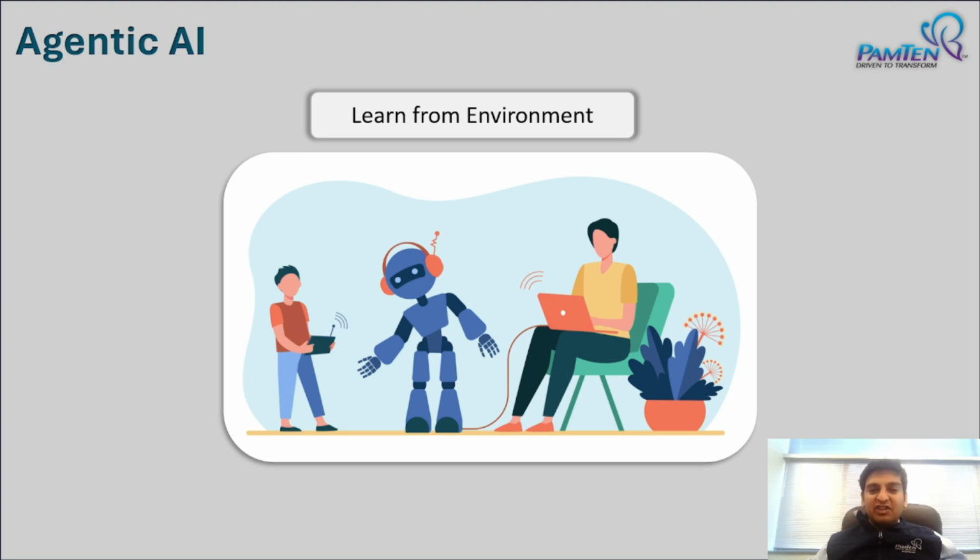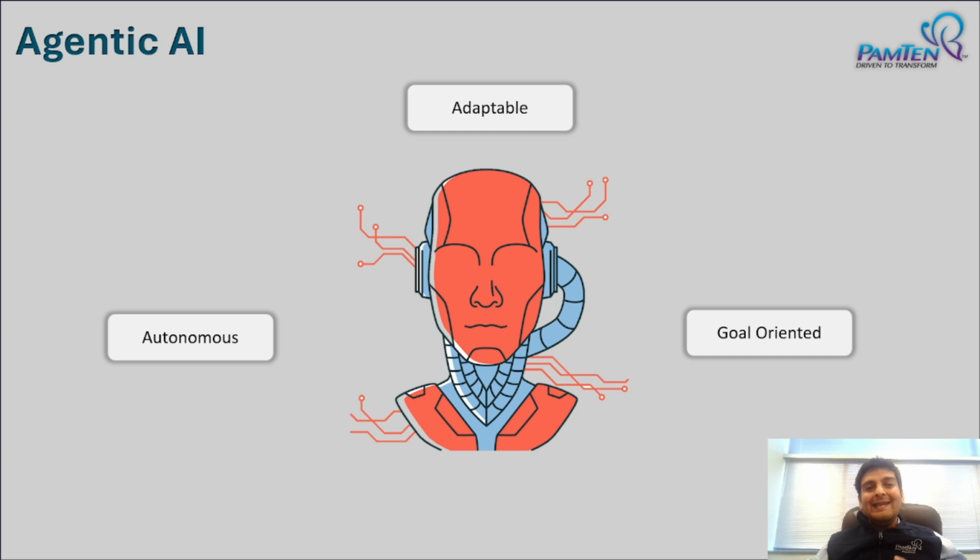Now, what happens in agentic AI is you have these agents which are present in the environment and they learn continuously from the environment. And since they are learning and adapting from the environment, they are able to solve more complex problems. And there are three key features when it comes to agentic AI, which is autonomous, adaptable, and goal oriented.